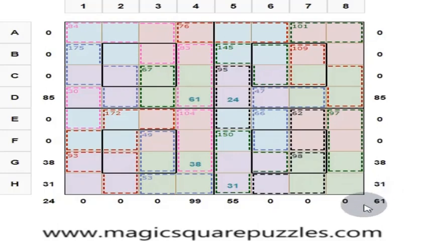But in my magic square puzzles, that is a speciality. My magic square puzzles have got 4 subsquares. This is one subsquare, this is another subsquare, this is another subsquare, and this is another subsquare. Subsquares are like this. These 4 numbers add up to give 130. These 4 numbers add up to give 130. These 4 numbers add up to give 130. These 4 numbers add up to give 130.